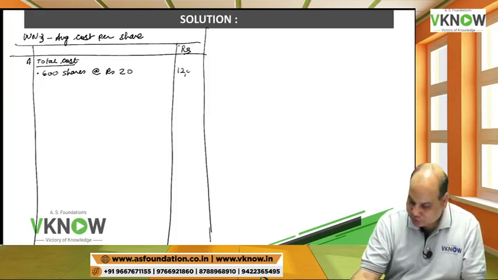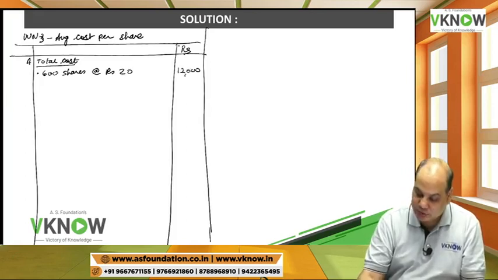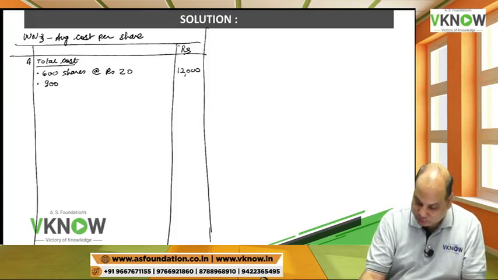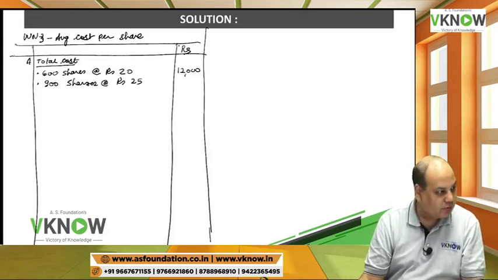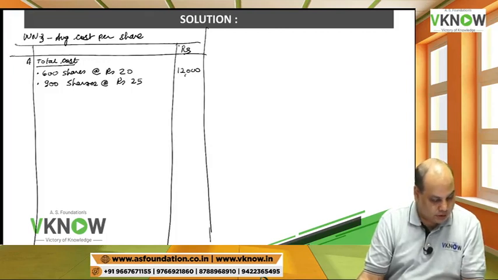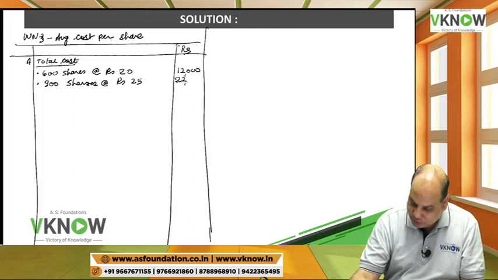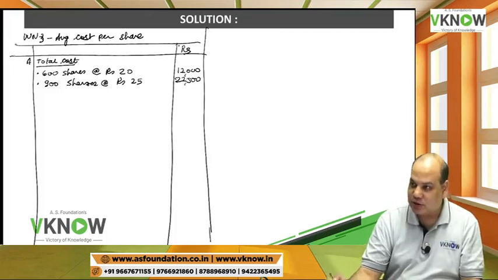Quickly answer. Take your calculator. Answer 12,000. Then 900 shares at the rate of 25. That is your 900 into 25, how much is that? 22,500. Take your calculator. Answer.